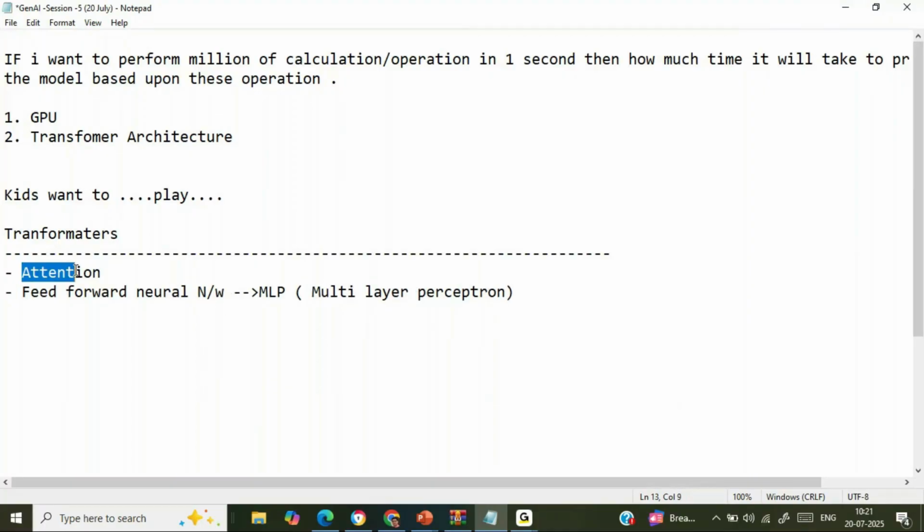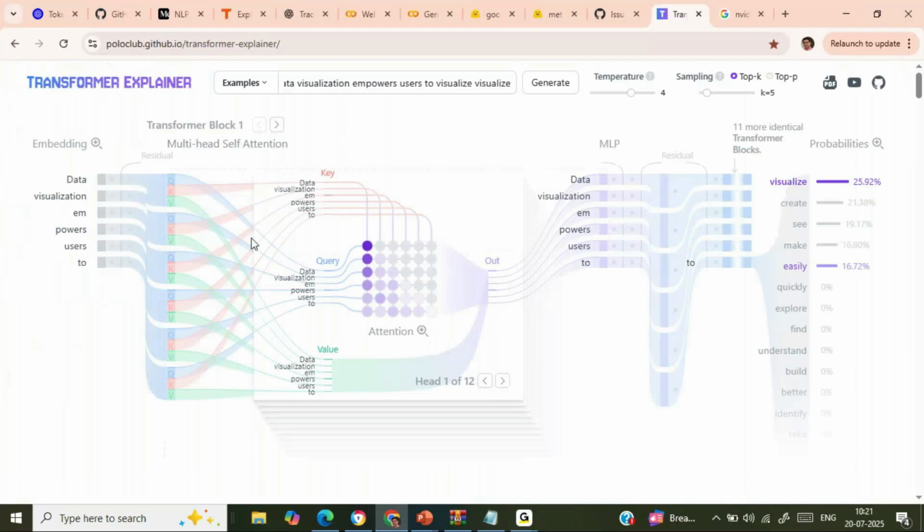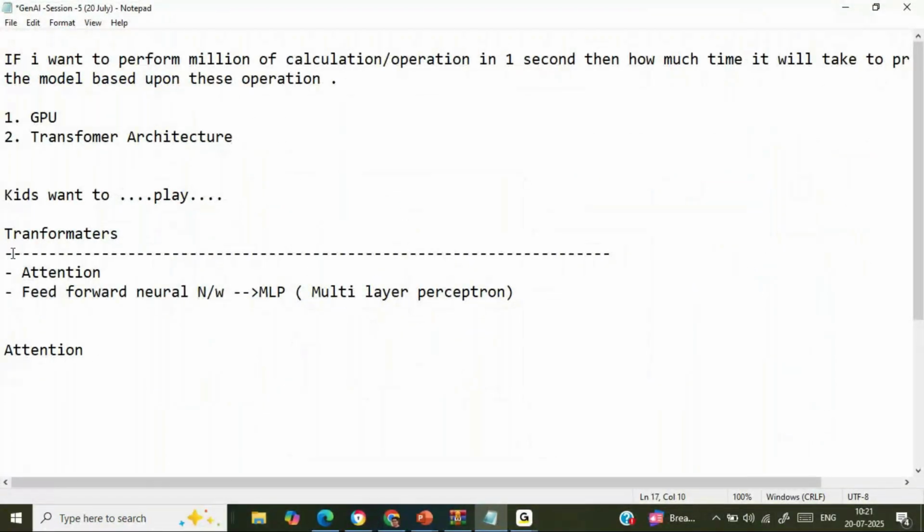Okay, so attention. Let me first pick up this attention. What exactly is happening with respect to the attention? We have this particular block, that is multi-head self-attention. Just remove this multi-head self-attention and focus on the attention at this moment. We will go into detail, no need to worry. Transformers have two main parts, attention and feed forward neural network.